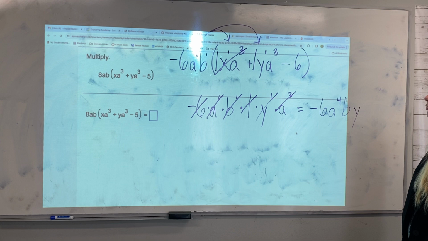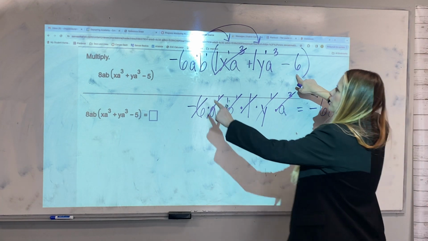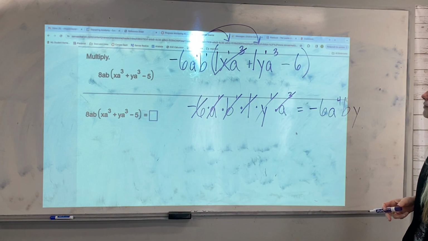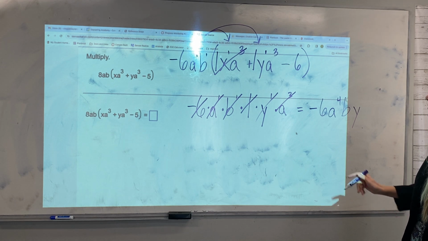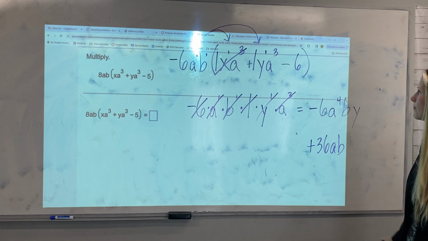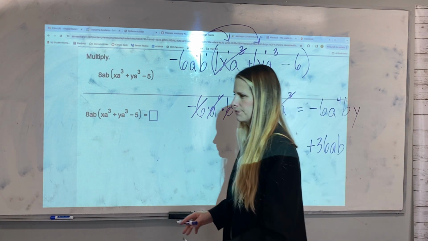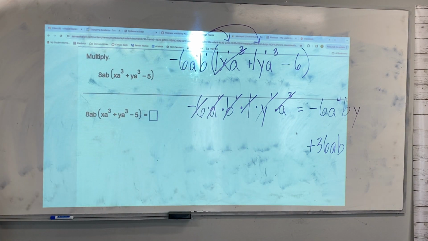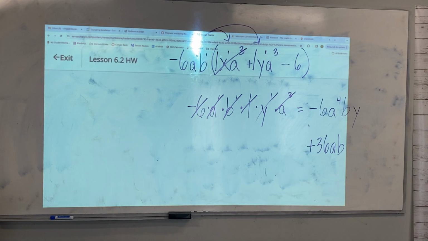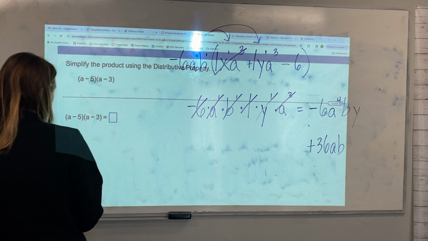And then the last one is super simple because this doesn't have any variables. So you just multiply your coefficients and then slap on the AB. So what would that be? It's positive 36. Positive 36, AB. Okay. We good? Yeah. Do you get it? Simplify the product using the distributive property.